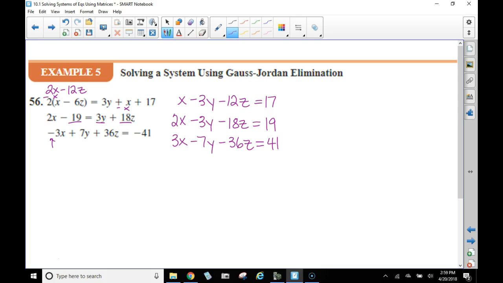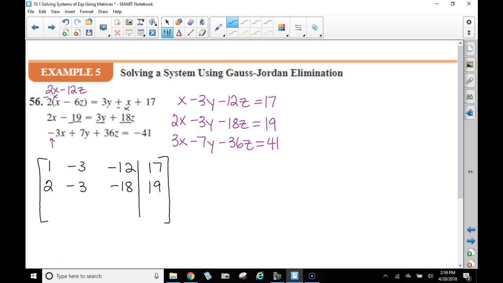So my augmented matrix that I'm going to set up to work with. First row, 1, negative 3, negative 12, augmented with 17. Second row, 2, negative 3, negative 18, 19. Okay. And then 3, negative 7, negative 36, 41.